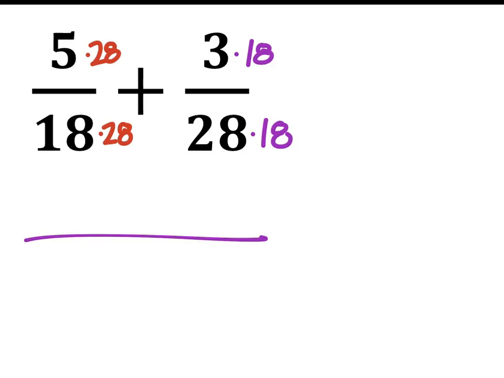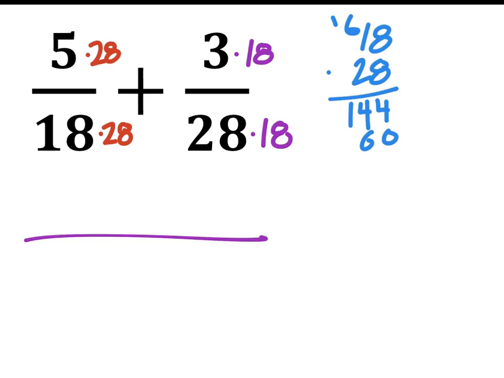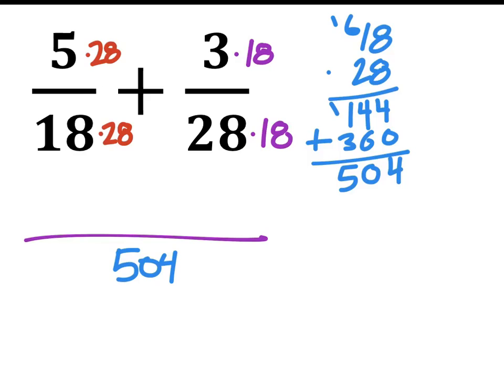So over here, I'll do the work. I've got 18 times 28, right? It doesn't matter which of these is above or below each other. 8 times 8 is 64. 8 times 1 is 8, plus 6 is 14. Now I'm in the tens place. 2 times 8 is 16. 2 times 1 is 2, plus 1 is 3. So I'm just going to add these together to find my total product. 4 plus 6 is 10. 1 plus 1 plus 3 is 5. So my new denominator is going to be 504 for both cases.